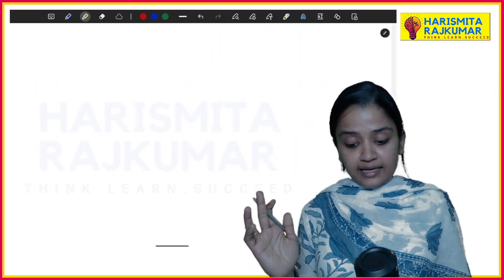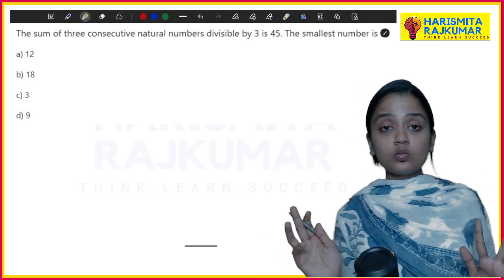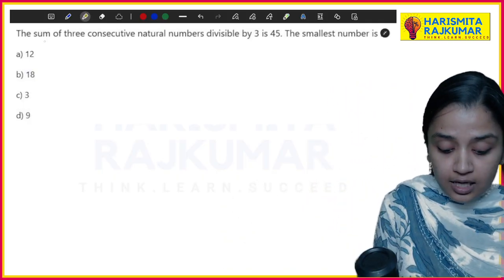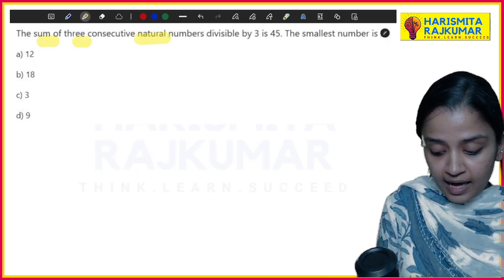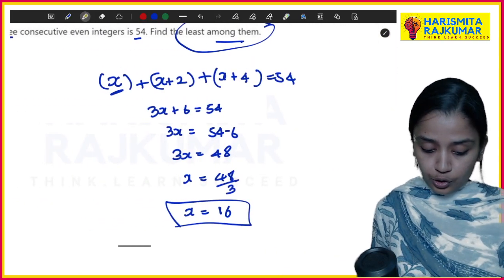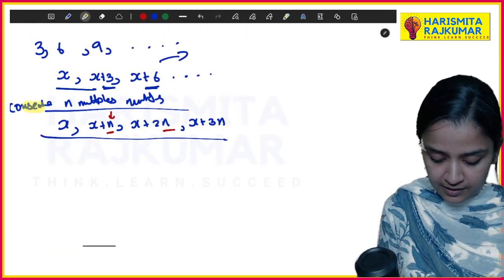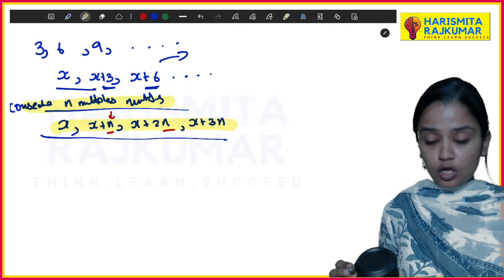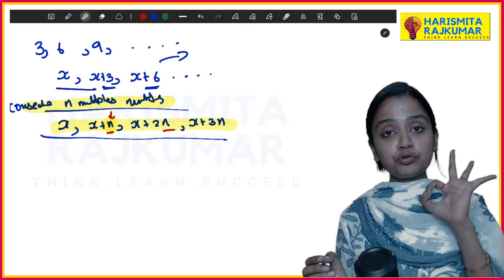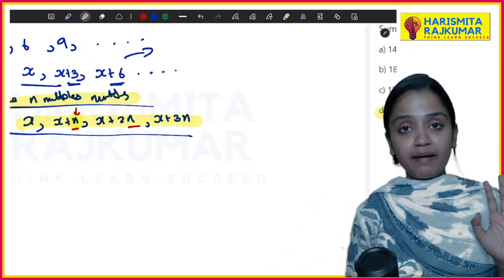Now let's go to the next one. Next one, as I already told you, the formula for it. Sum of 3 consecutive natural numbers divisible by 3. As I already told you, if it is divisible, this is your formula. So here instead of n, what should I substitute? I have to substitute 3 since it is divisible by 3.